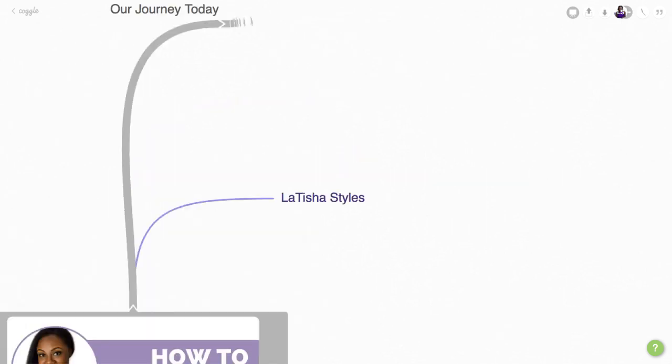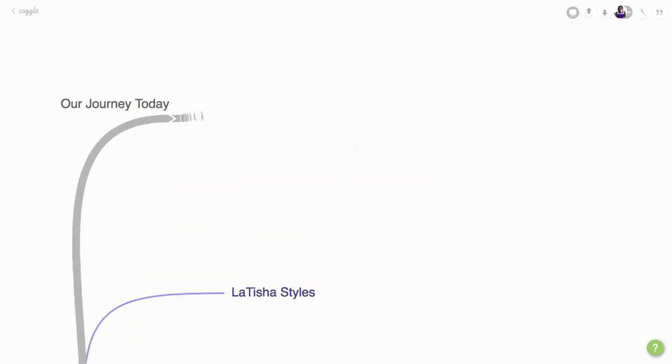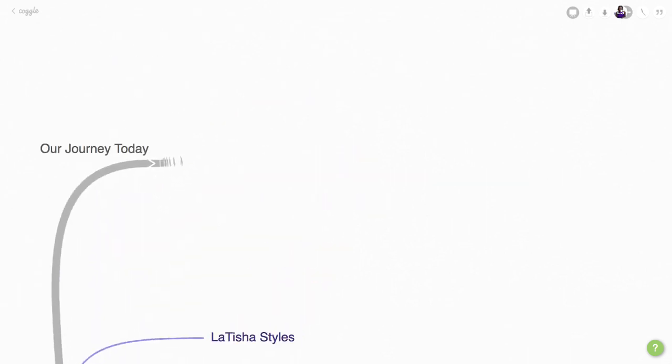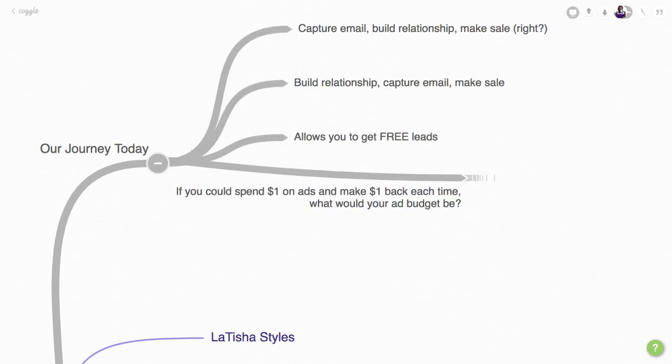So let's start with what our journey is today. In general, the belief is you capture the email, you build the relationship, and then you make the sale, right? But in this strategy, I'm going to share with you how you can flip that around. You can build the relationship, capture that email, and make a sale right away.